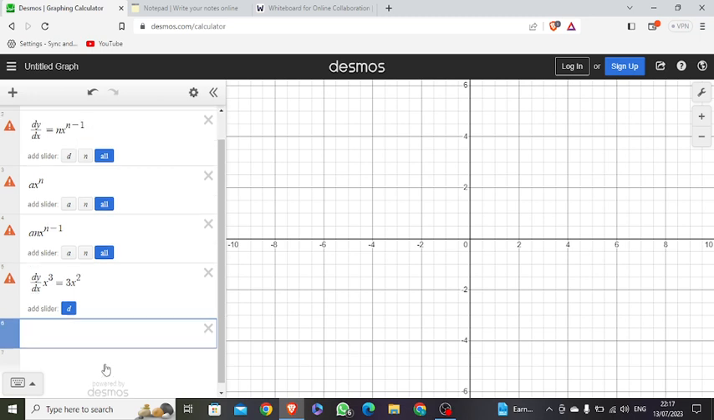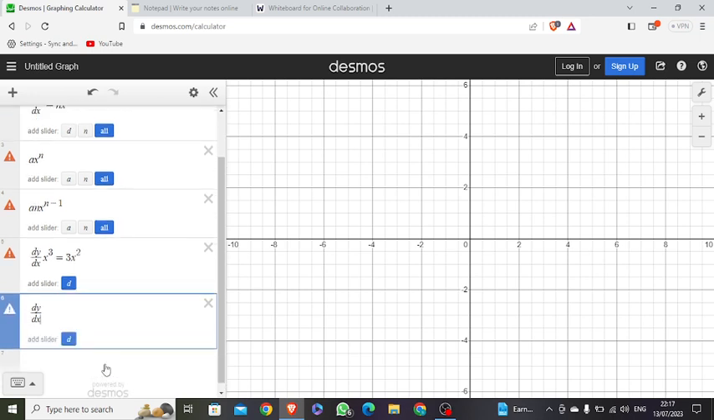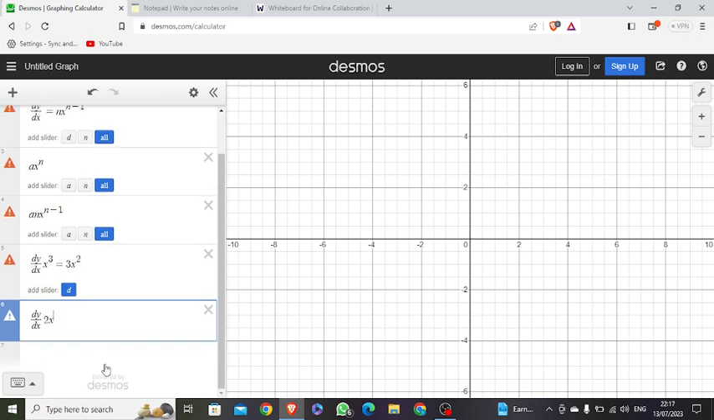And now I want you guys to find dy over dx of 2x to the power 4. I'll give you a small amount of time. Let me count: 1, 2, 3, 4, 5. Okay, now you should have gotten the answer as 8x cubed.